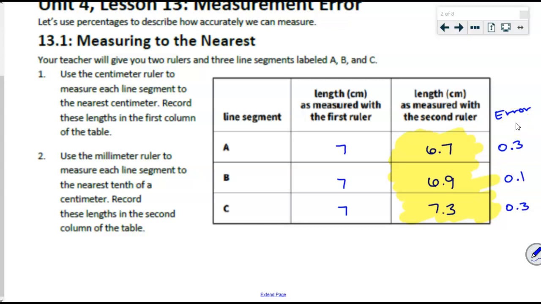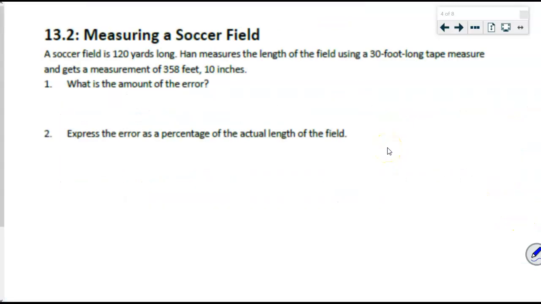So what I want to demonstrate with this, though, is that there is going to be a little bit of error, right? We had some error when we used less precise, and I ultimately want to be able to take this error and compare it to something so we can get a percent. Let's move on to measuring a soccer field. A soccer field is 120 yards long. Pause and let that sink in for a second. How big is that?